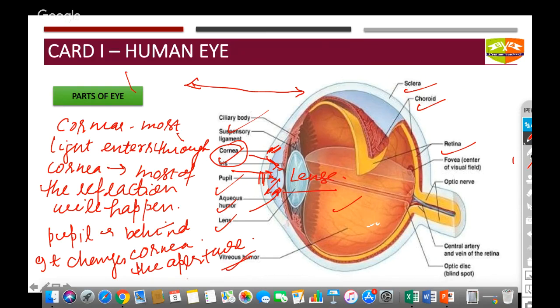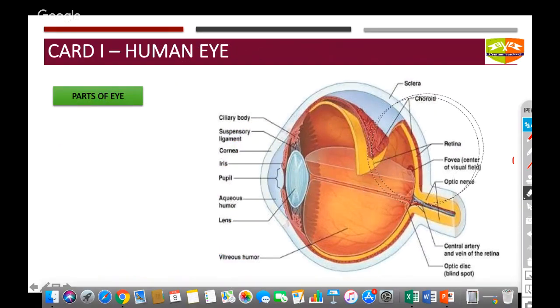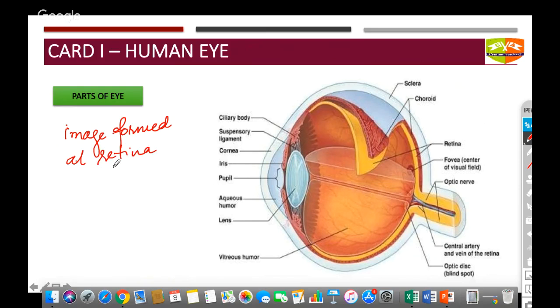Now I have discussed most of the parts of the human eye. I'll come to the sensory part, which goes to the brain, later. As soon as the light passing through the pupil falls on the eye lens, which is held in position by the ciliary muscle, the rays pass through the eye lens and an image is formed at the retina. Now what kind of image is formed at the retina? Always remember this, if you don't write this, marks would be deducted. The image formed at the retina is real and inverted.